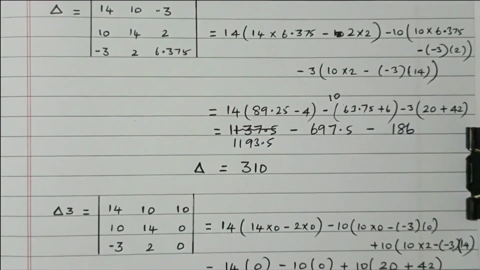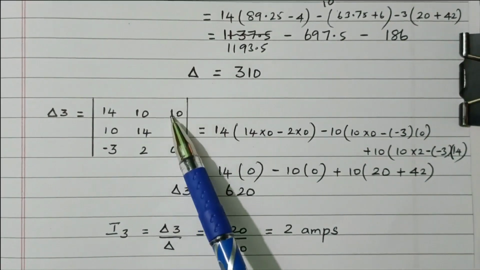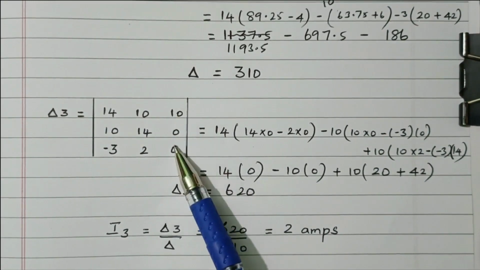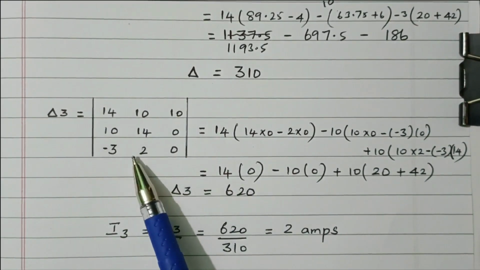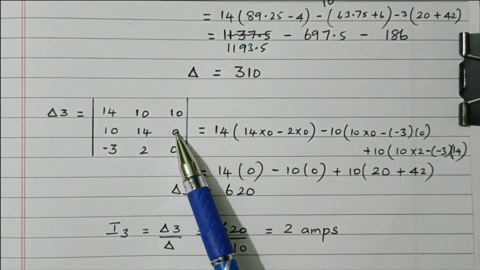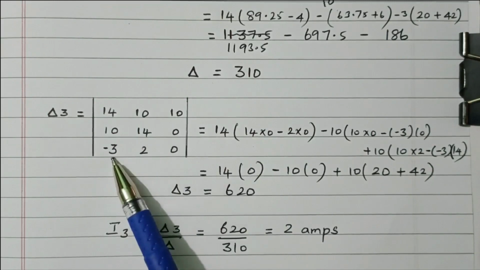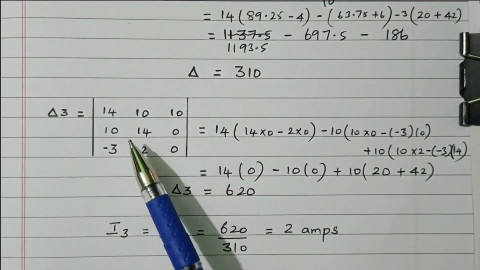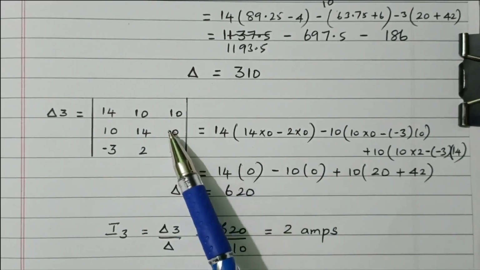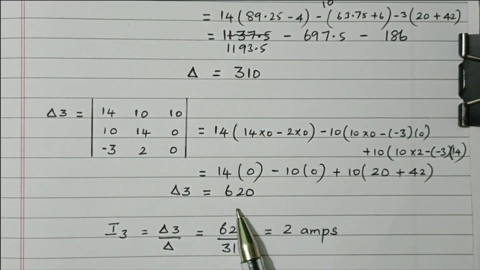Now we'll go to delta 3 because we need only the I3 value. The third column is replaced by the voltage matrix 10, 0, 0, right? If we replace the third column with the voltage matrix, it gives delta 3. Now we need to find the determinant value. 14 into (14 into 0 minus 0 into 2), then minus 10 into (10 into 0 minus 0 into minus 3), then plus 10 into (10 into 2 minus 14 into minus 3), right? There are so many zeros, we can easily identify. So this delta 3 value is 620. After simplification we got 620.